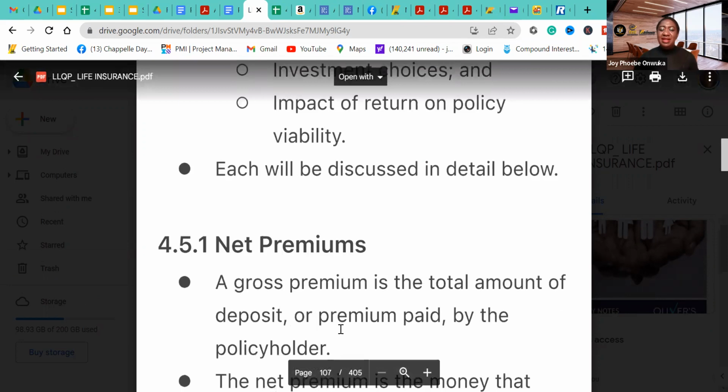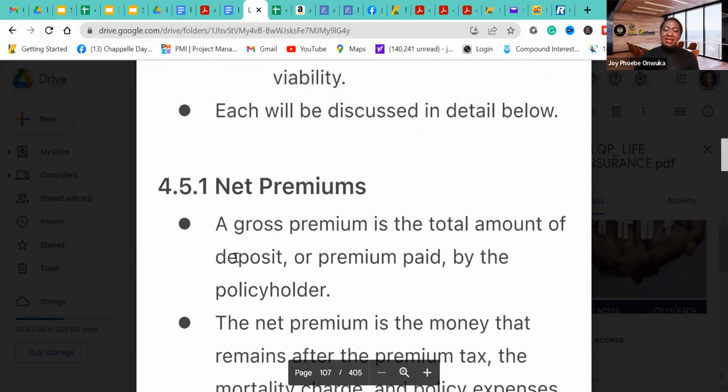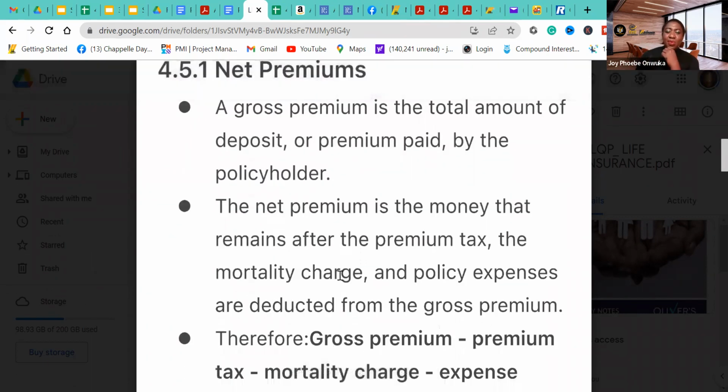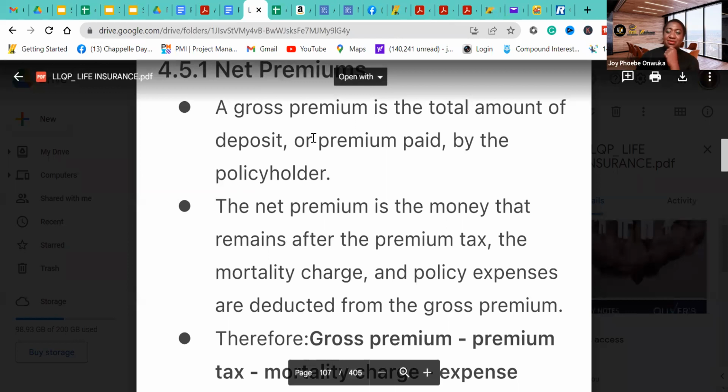All right. Now, net premium. All right. Now, a gross premium is the total amount of deposit or premium paid by the policyholder. So that is the net premium, right? That is a gross premium.